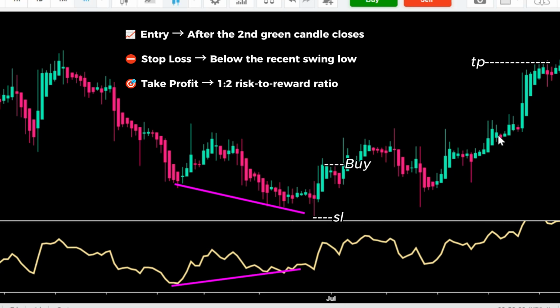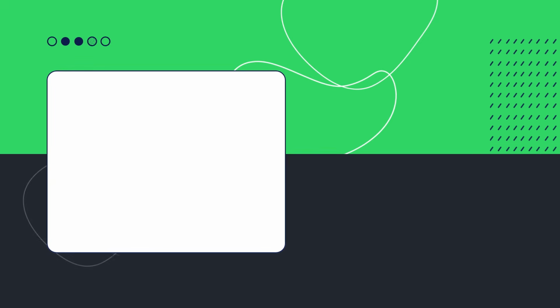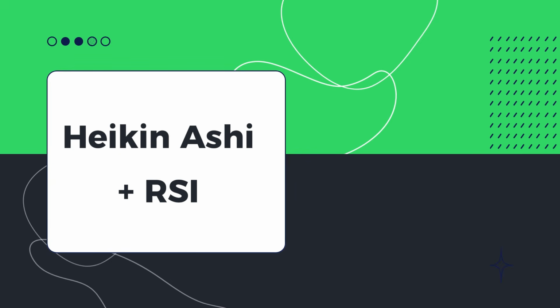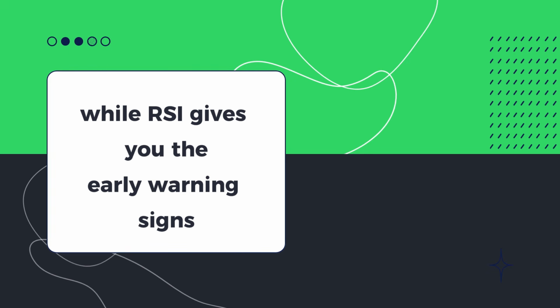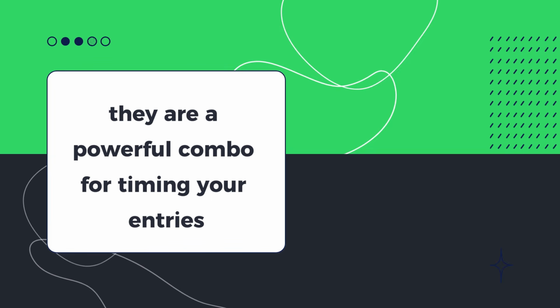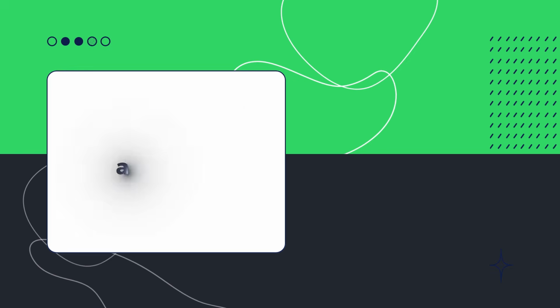So that's how you can combine Heikin Ashi with RSI to filter out false signals and catch high probability trades. Heikin Ashi makes the trend clear, while RSI gives you the early warning signs. Together, they are a powerful combo for timing your entries and exits.